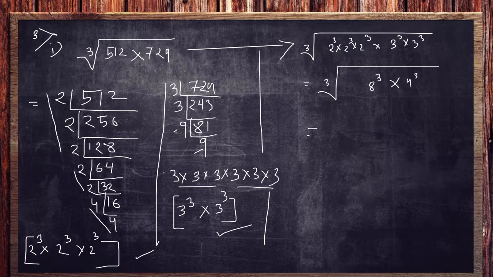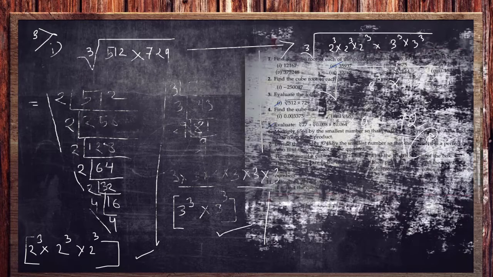So what will come out from here? That is 8 into 9. I hope the idea is clear right now. Let me finish this one by writing 72. So the answer is 72.